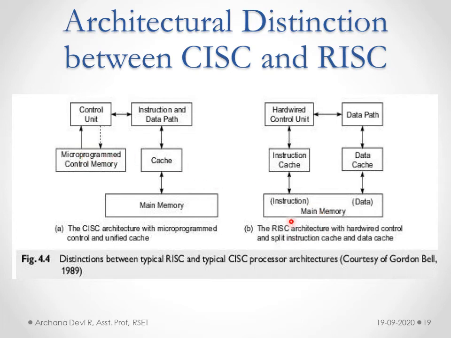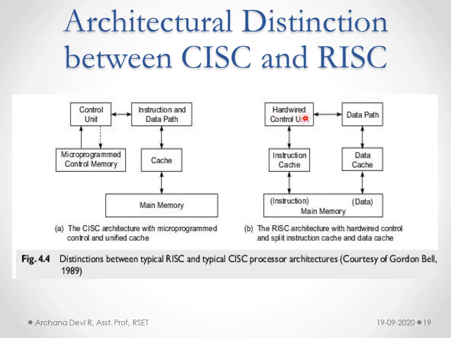Now in RISC architecture, you have the instruction and data being taken out in separate caches. You have a split instruction cache and a data cache. Hence the data and instruction flow in separate buses. The data path is different for instruction and data, and they both go to a hardwired control unit.